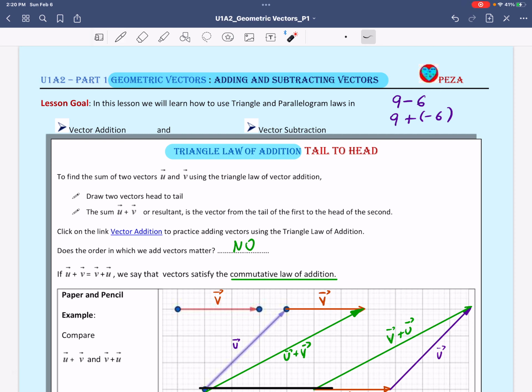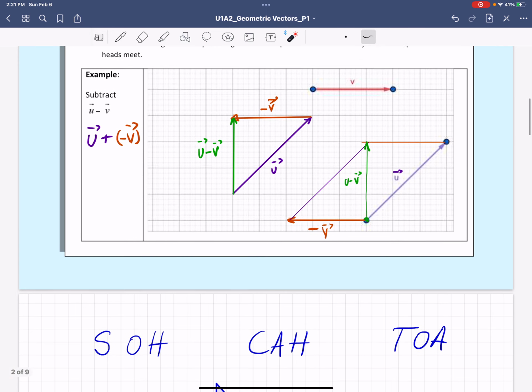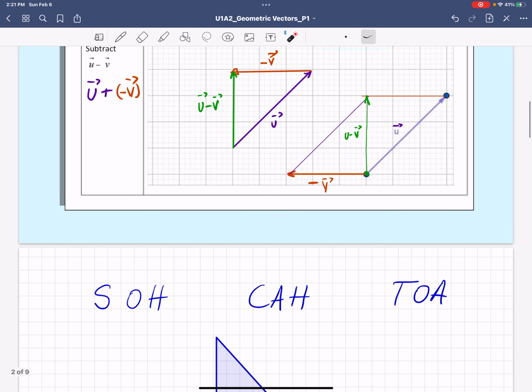Welcome back to the lesson on adding and subtracting geometric vectors. So now that we know how to add and subtract vectors, we'll take a look at a couple of examples where we can apply the skills we just learned.